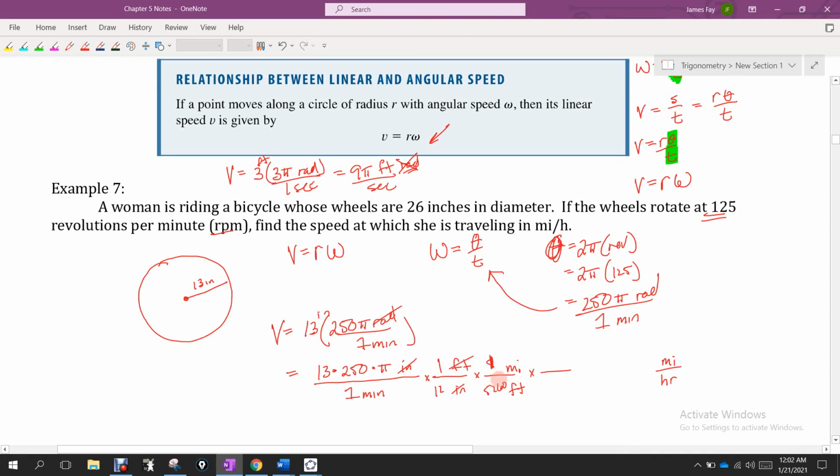Okay. So now feet are canceled. So now all across the top I'd have miles left over. On the bottom, okay, I'd have minutes. I don't want minutes, I want hours. So I'm going to put minutes here. That minute and that minute will cancel. And there is a direct link to hours. So 60 minutes for every 1 hour.